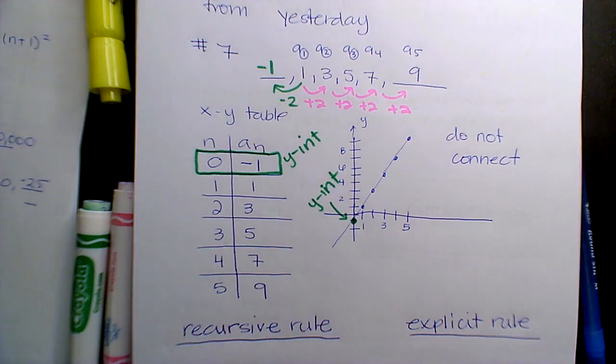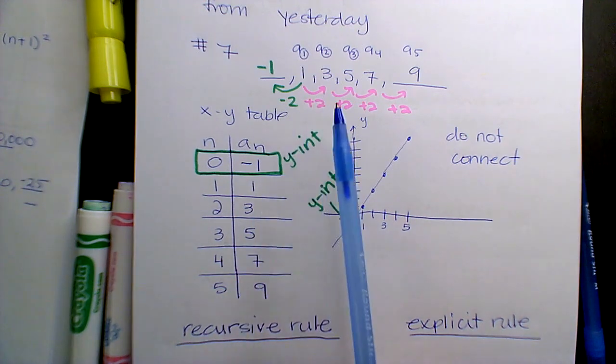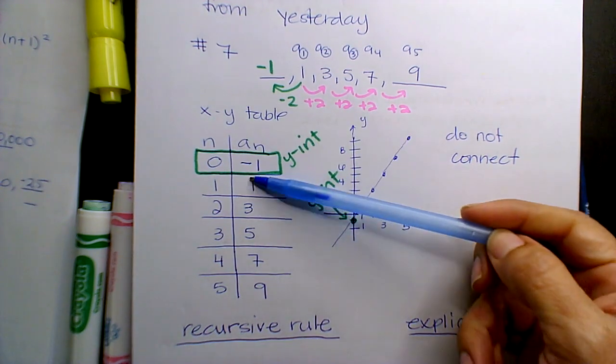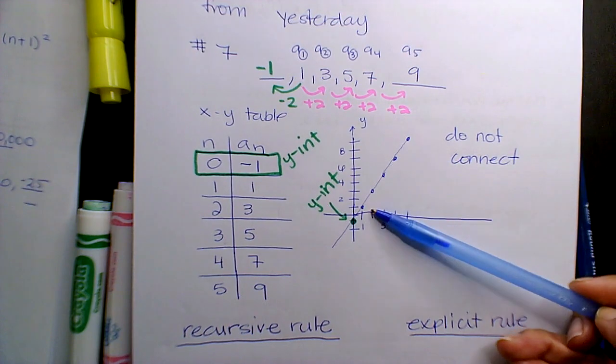Right, so question 7 from yesterday. You were given 1, 3, 5, 7. You guys agreed the next term is 9, right? What's occurring from term to term? I'm like, okay, you're adding 2 to each term, right? Okay, so all we did was transfer it to a table, to a graph, right?